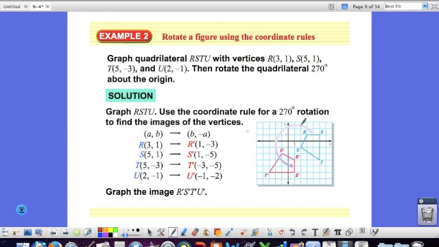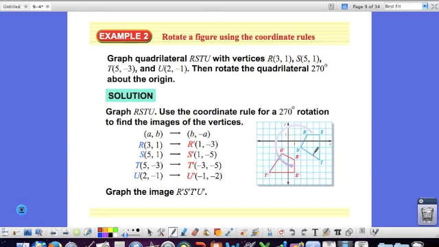Same thing for T, but T is in quadrant 4. So when I rotate it 270 degrees, it's going to end up in quadrant 3. So this was 5, 3, but I'm in quadrant 3, so it's negative and negative. And U, same thing as it's in quadrant 4. It's going to end up in quadrant 3, and my digits are both going to be negative.